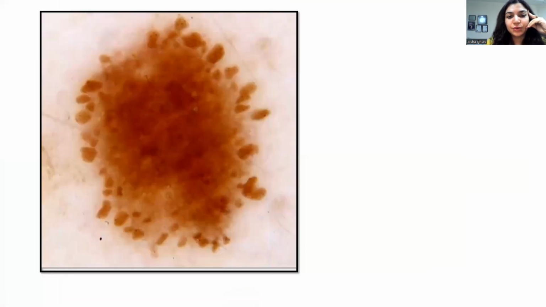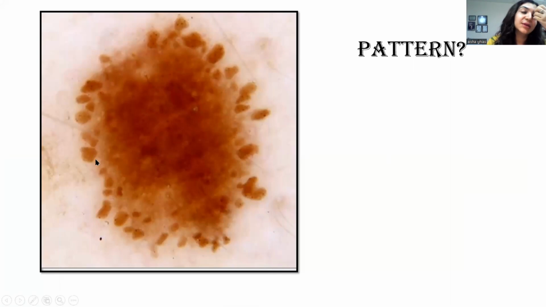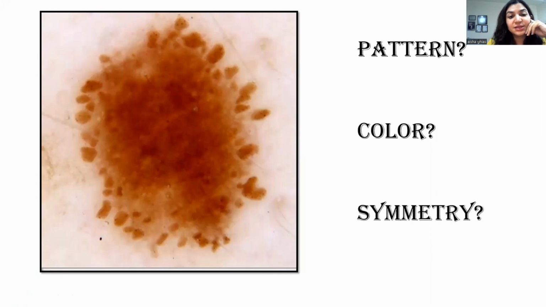Okay, so now this is a lesion, and if I ask you, what is the pattern of this lesion? So what's the pattern? The pattern is that of peripheral globules or clods. You may call them clods. Well, the clods are peripheral, and then there is homogeneous pigmentation in the center. So that's the pattern of clods and homogeneous pigmentation. What's the color? Color is only one. It's brown. Is it symmetrical?